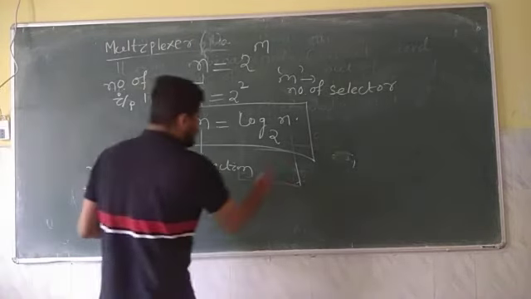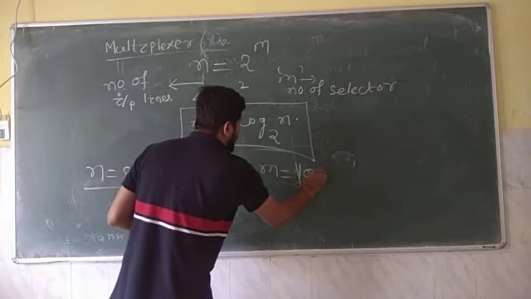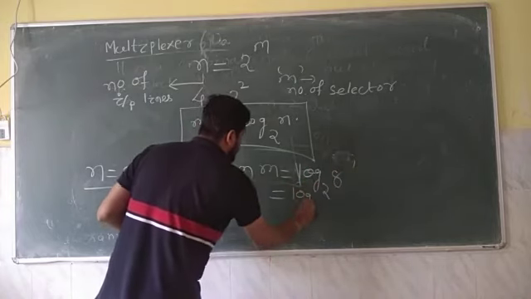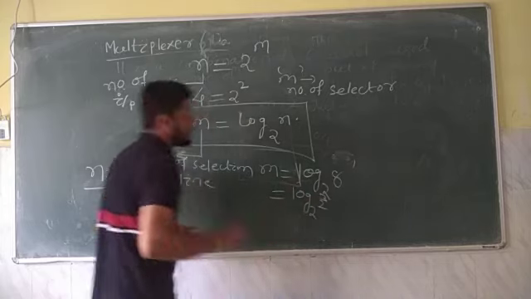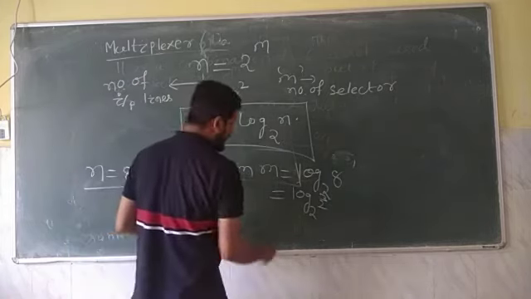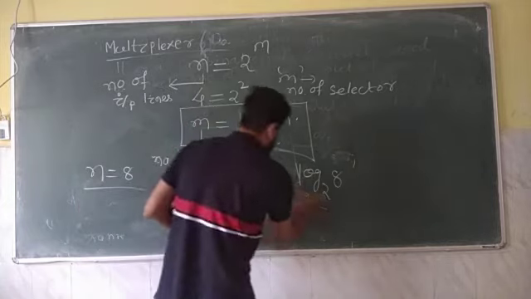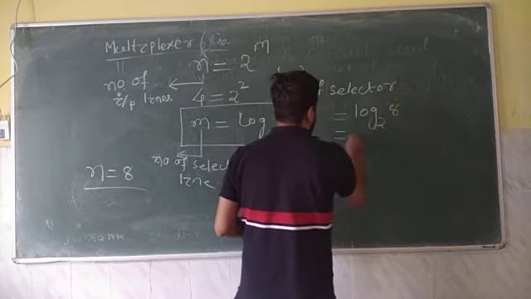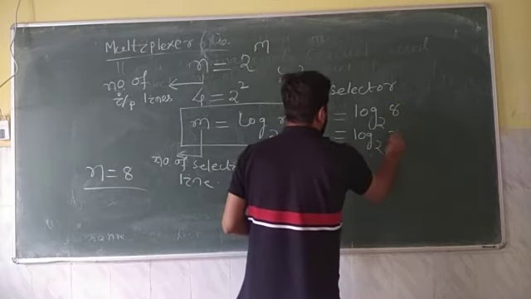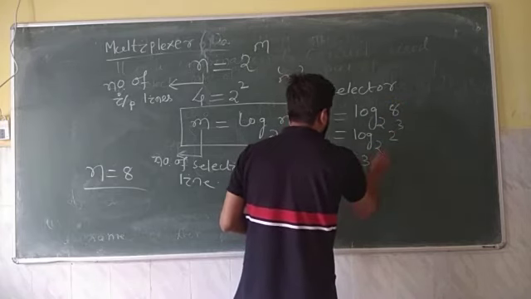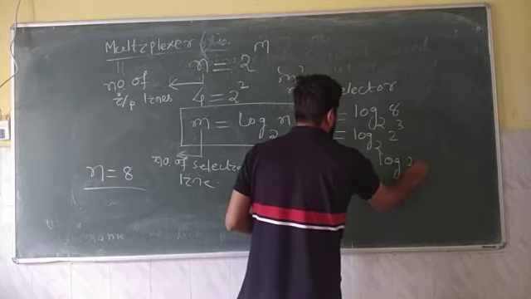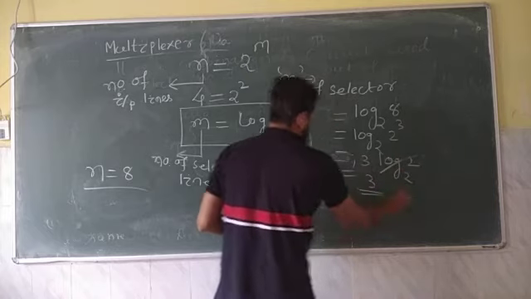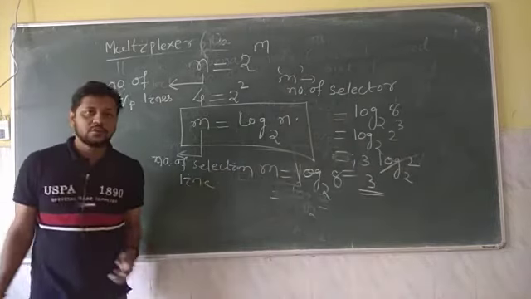So m is equal to log base 2 of 8. This 8 can be written as 2 to the power 3, and we have already studied this. So log base 2 of 2 to the power 3 is nothing but 3 times log base 2 of 2, and log base 2 of 2 is always equal to 1. So the number of selection lines will be 3.